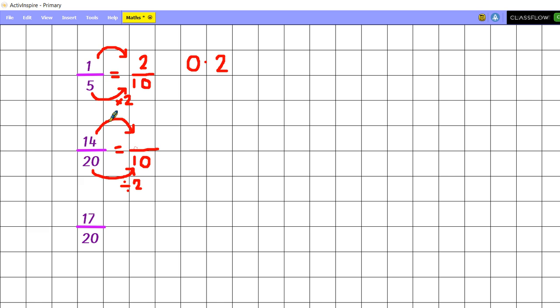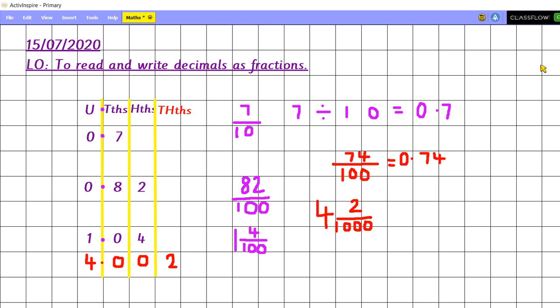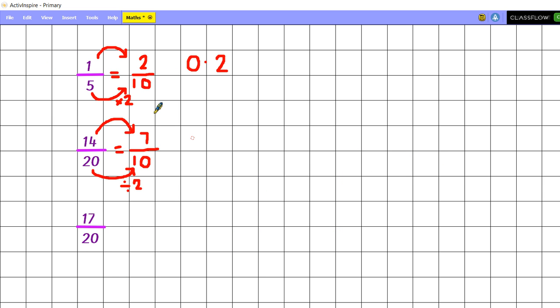So 14 divided by 2, how many 2's go into 14? There are 7. So now if I've got 7/10, like we did on the first one, 7/10 equals 0.7 because the 7 is in my tenths column. So 14/20 is the same as 0.7. Okay, so I can get my equal sign in there because they're equivalent, they're equal.